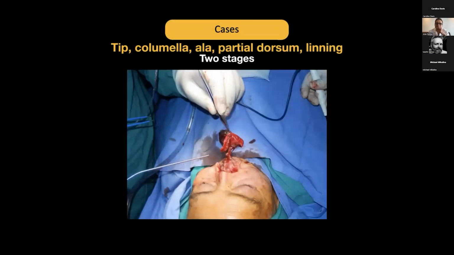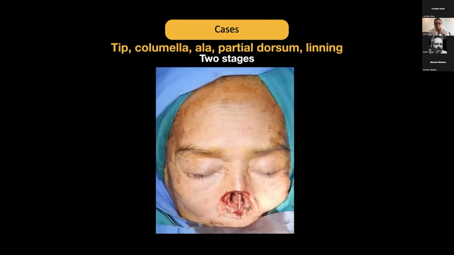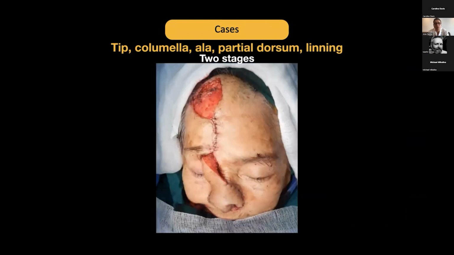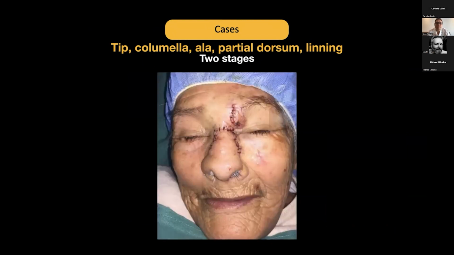We show this in the paper. We did the removal of the nose. We usually do a strip of the nose to cover and draw the lines of the nasal subunits, to project that design over the forehead. And this is the second. This was a two-stage procedure.